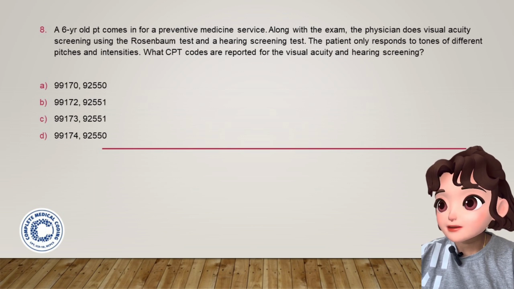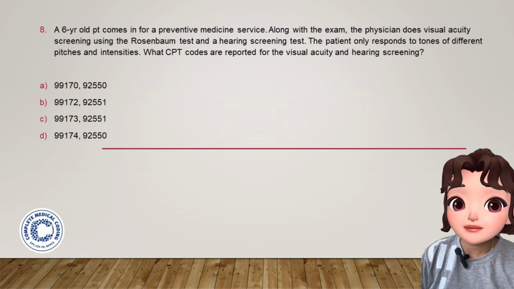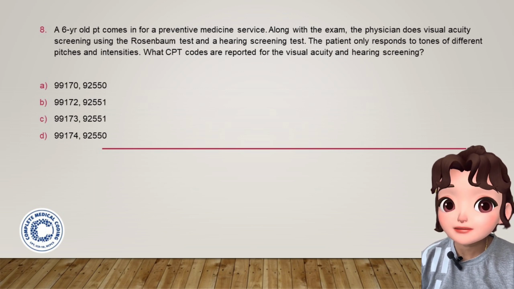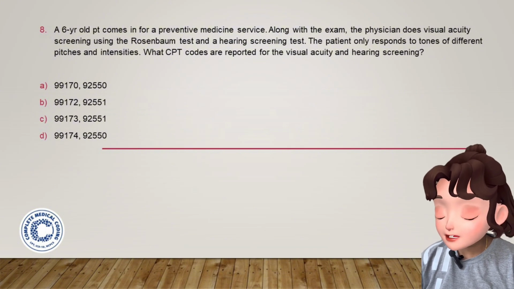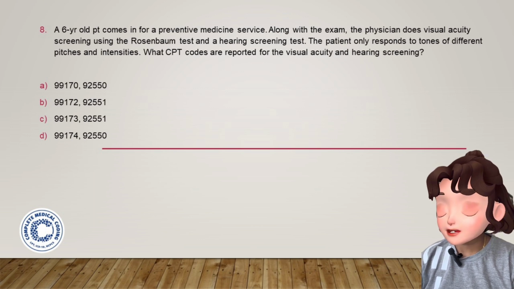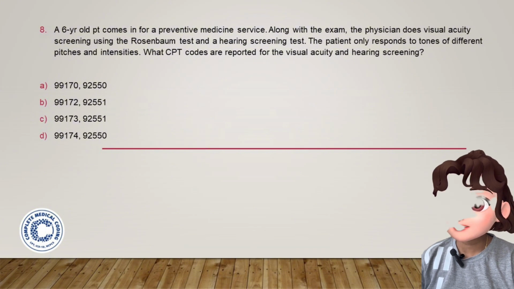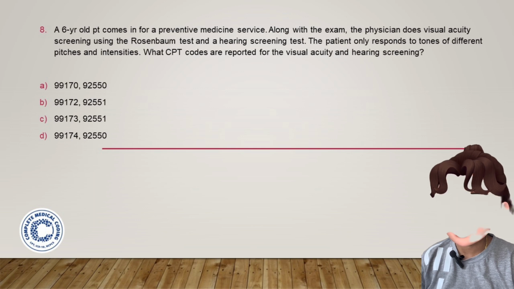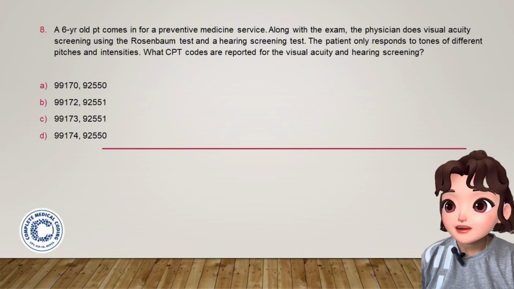So let's move to the options one by one. Option A, 99170, 92550. What is it? Let's look into 92550 first. The first code will be for the visual and the second one will be for the hearing screening. What is 92550? It represents tympanometry and reflex threshold measurements. This is not tympanometry. So wherever code 92550 is coming, that is not the answer. So options A and D we can skip. Now options B and C. Let's check options B and C. What is 92551?